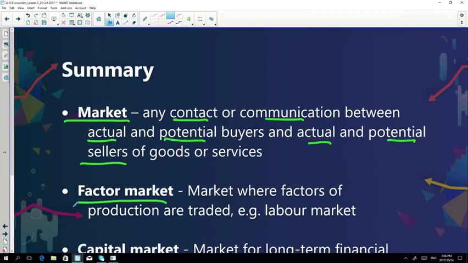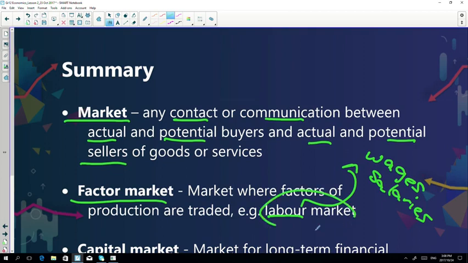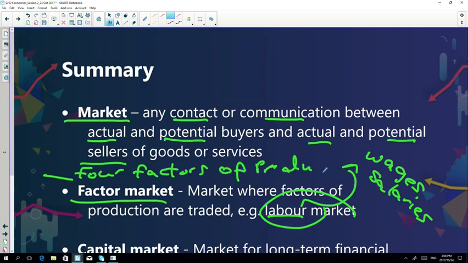Also, we looked at the factor market, a market where factors of production are traded, for example, the labor market, and the reward for labor will be wages or salaries. So that's the labor market, but it forms part of the factor market, which is basically your four factors of production.